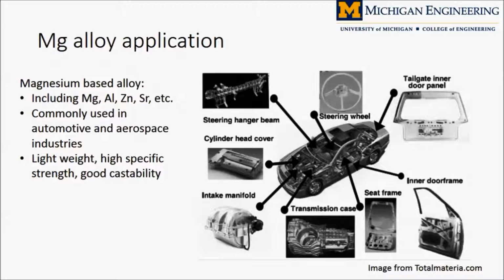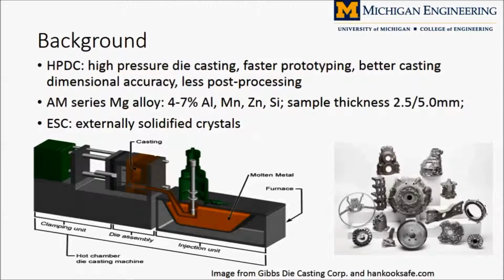Magnesium is the lightest structural metal. Magnesium-based alloys attract attention in industrial applications for their light weight, high specific strength, and good castability. They usually include magnesium, aluminum, zinc, etc. They are commonly used in the automobile and aerospace industries as material for structural parts.